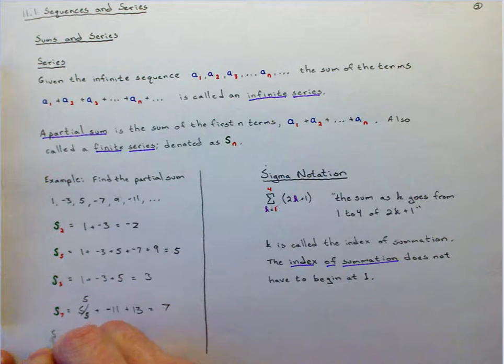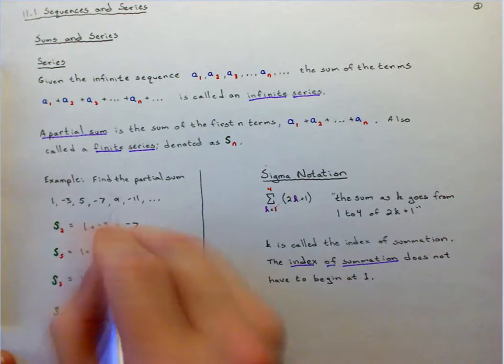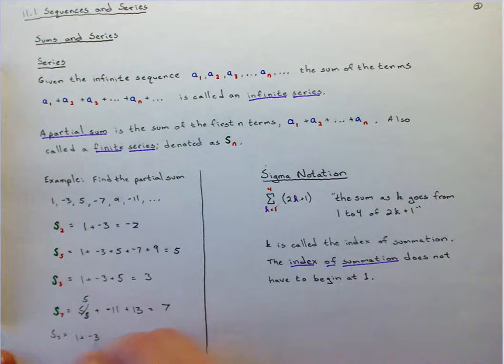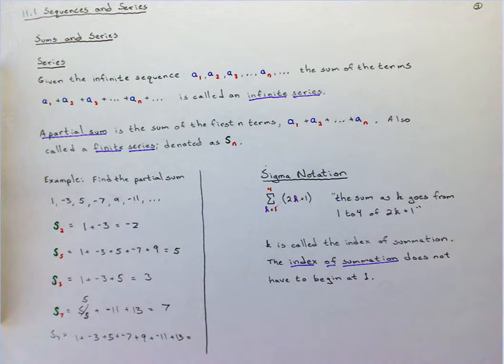Or instead of doing that, I could just simply write all these out: 1 plus a negative 3 plus 5 plus a negative 7 plus 9 plus a negative 11 plus 13, and then add them together. So that's whenever you're asked to find a partial sum.